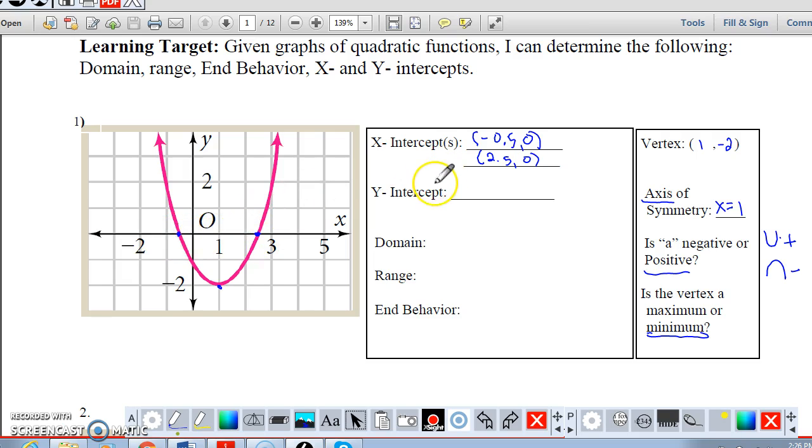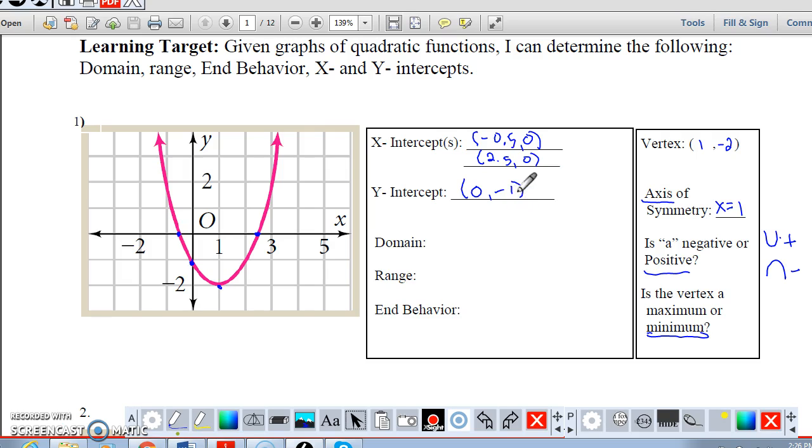Now for the y-intercept. The y-intercept is the intersection of your y-axis and the graph, which is this. Let's just make that one negative 1, right? So your x component for that is 0, and your y component is negative 1. So we have the x and y intercepts.